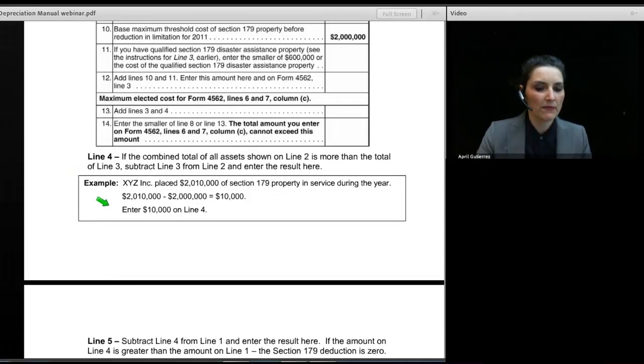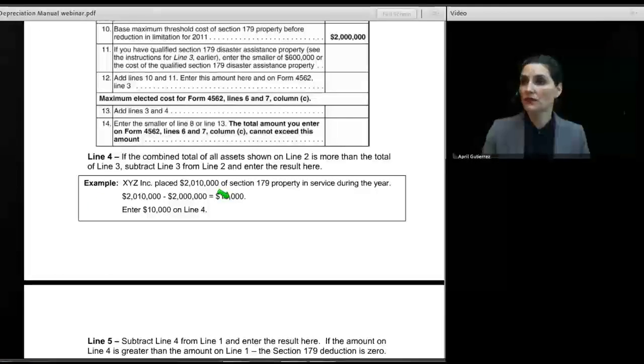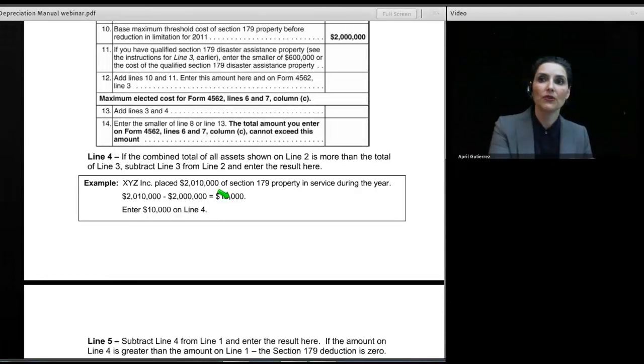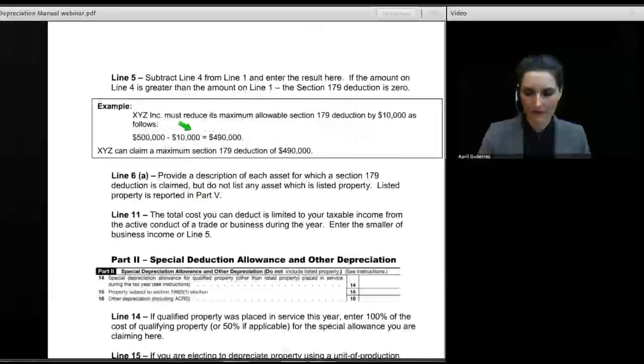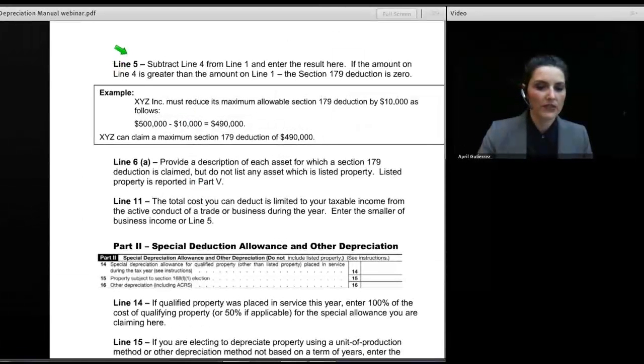So we have an example that XYZ Inc. placed in service $2,010,000 of Section 179 property during the year, and that's $10,000 more than the limit. So we take $2,010,000, subtract out $2 million, and it means our maximum Section 179 deduction will be reduced from $500,000 down to $490,000.